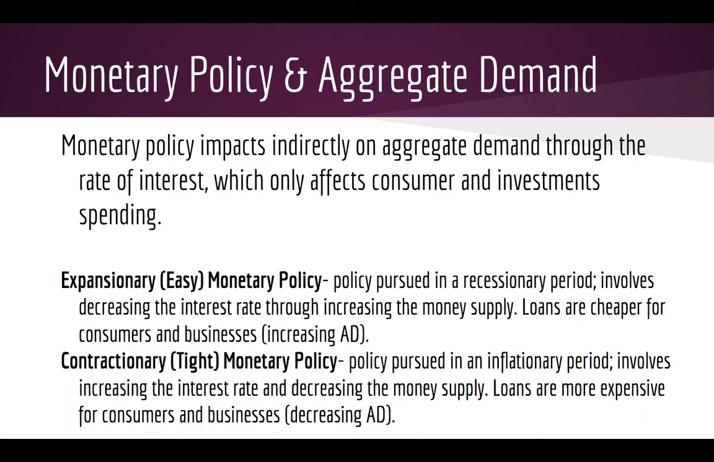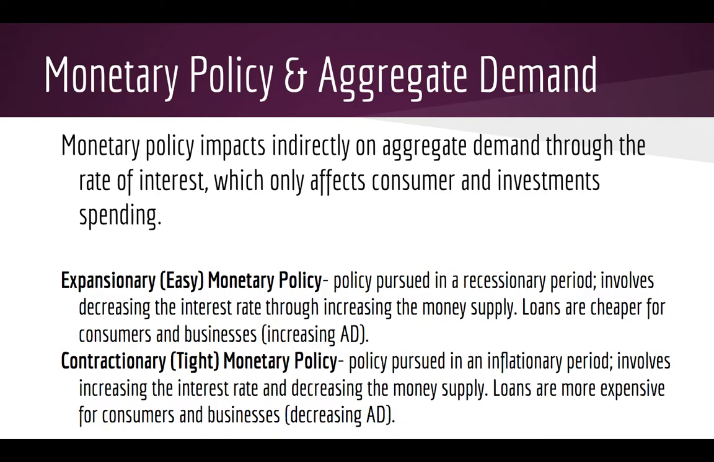In other words, I've been talking about this a little bit. Loans are cheaper for consumers and businesses, so this is increasing the aggregate demand. And remember, this is indirect because you make these loans cheaper or easier for people to get. It doesn't necessarily mean that people are going to take them. It just so happens that you have the opportunity to do that.